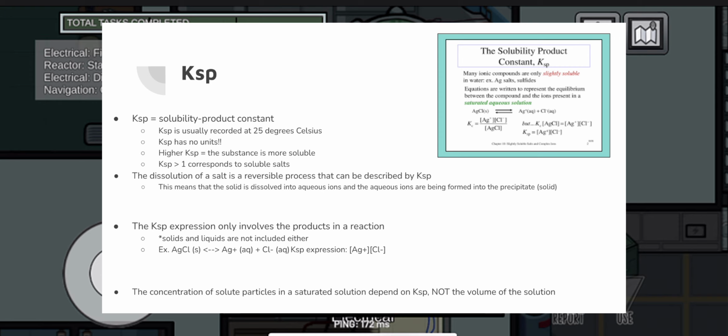It's important to keep in mind that the expression shows us that the concentration of solute particles depends only on Ksp. Even if water is added to or evaporated from the solution, this change in the volume of the solution itself does not affect the concentration of solute particles.